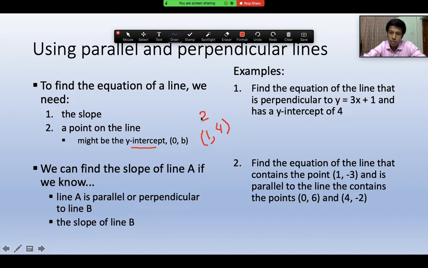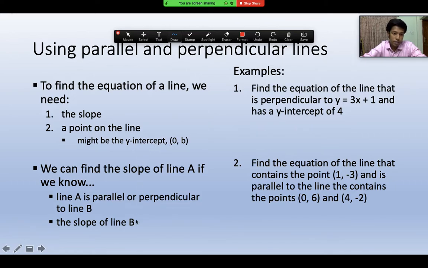Then if 2 is the slope and (1,4) is the point, we can use the point-slope form of the equation to find the final equation of the line. Point-slope form is which one? y minus y1 equals m times (x minus x1). So here this is x1, this is y1, and this is m. We can just put them here and get the equation.